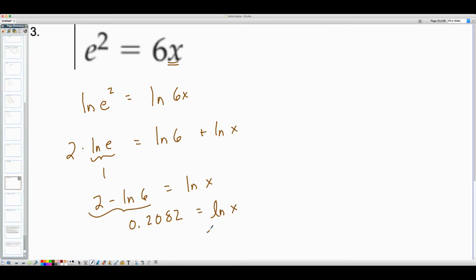Now I'm going to raise e to both of these powers. Why would I do that? Because I want to get rid of the natural log. So when I take e and I raise it to the 0.2082 power, I come up with my value of x. Notice this is an inverse operation here. So I get x is equal to 1.2315 rounded to 4 decimal places.